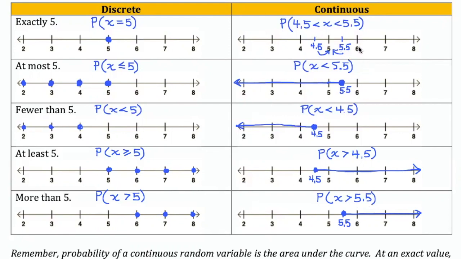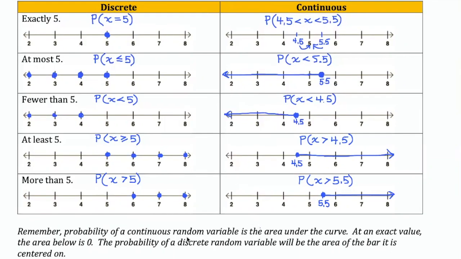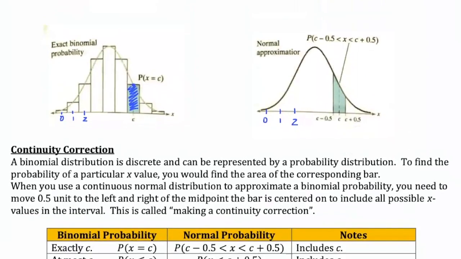Now you'll notice on the right-hand side here, for the continuous distribution, I don't have equal to lines underneath these numbers. That is because the probability of a continuous random variable is the area under the curve. At an exact value, the area below it is 0. So going back to the picture here. Now remember, when we're using the normal distribution, the area that we calculate, like for any particular z-score, is always the area up to that particular value, right?